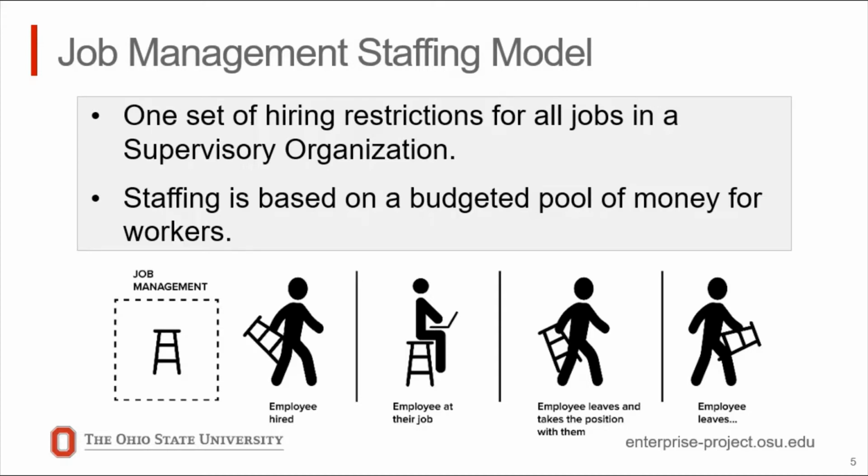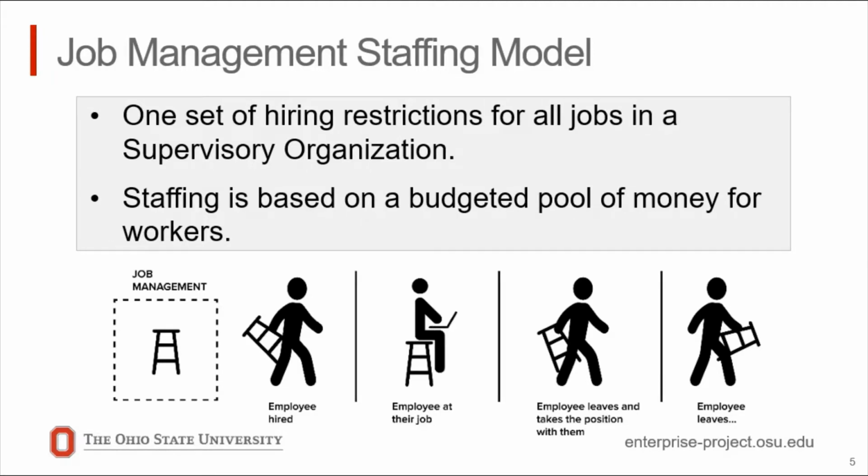The job management staffing model provides greater flexibility over the definition of individual positions and management of positions in Workday than the position management staffing model does. The hiring restrictions you define apply to all jobs in the supervisory organization, and you can define only one set of hiring restrictions per organization. In addition, with job management, you don't set specific limits on the number of jobs that can be filled, but limits will arise due to budget availability.